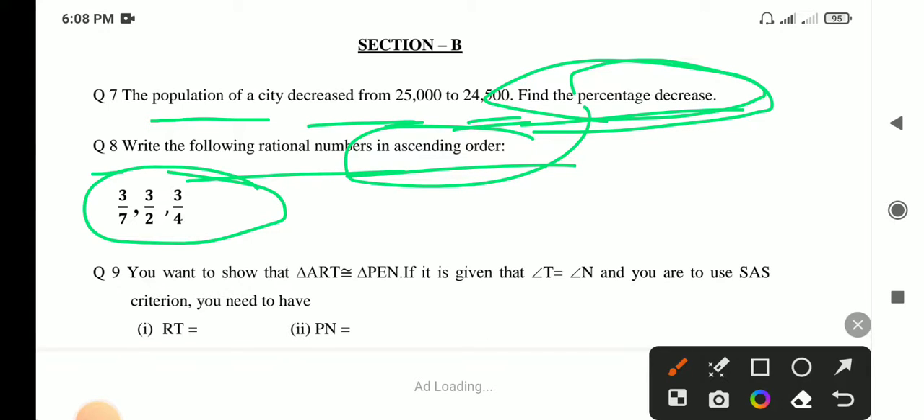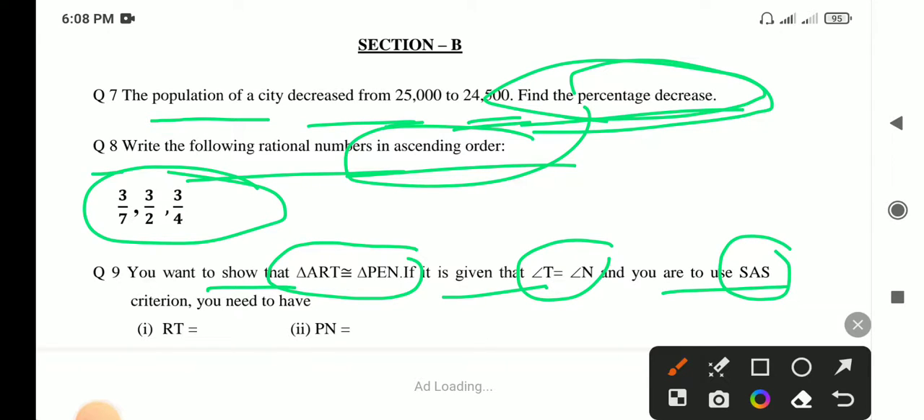Now question number 9, you want to show that triangle ART is congruent to triangle PEN, and it is given that angle T equals angle N, and you are to use SAS criteria. There are two triangles ART and PEN. You need to prove that the two triangles are congruent. One relation is given, angle T equals angle N, and the criteria you are going to use to prove the two triangles congruent is SAS.